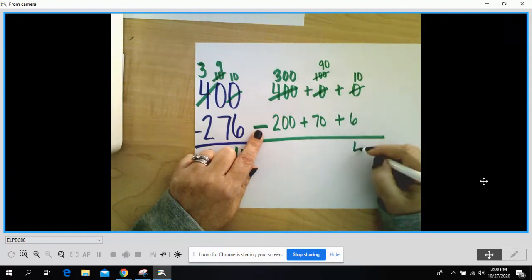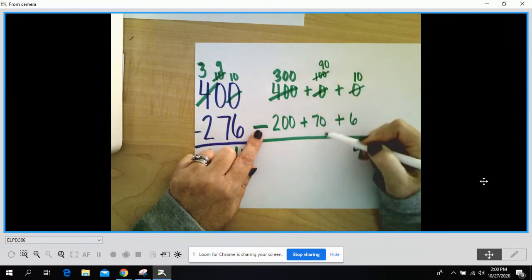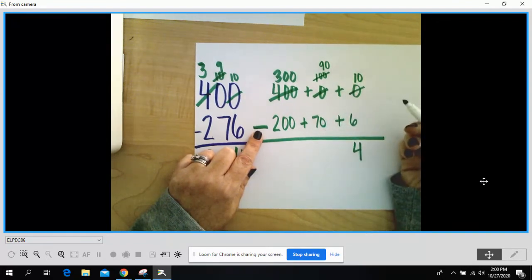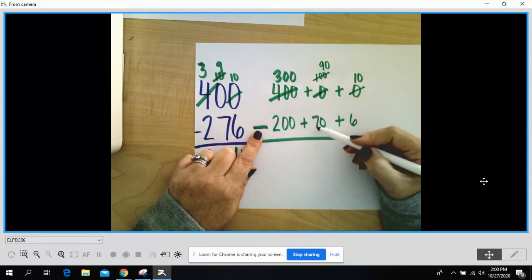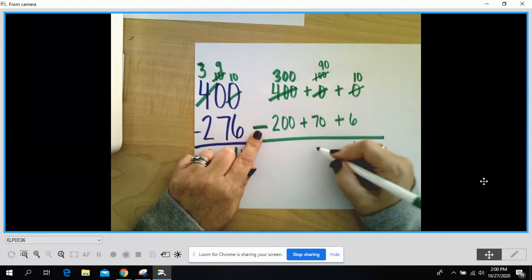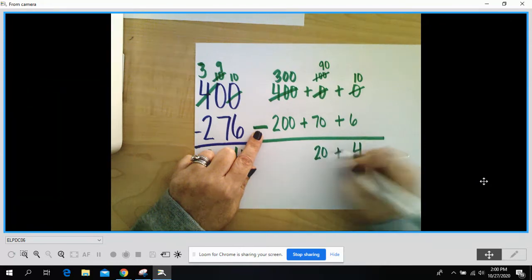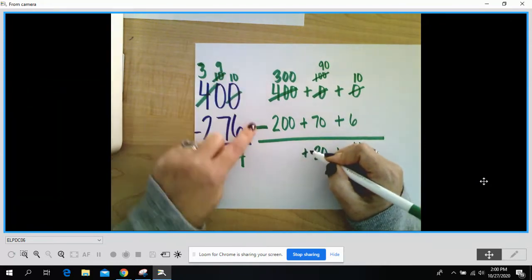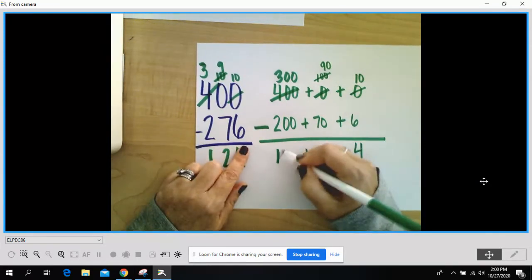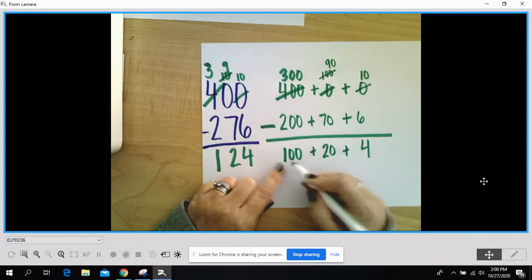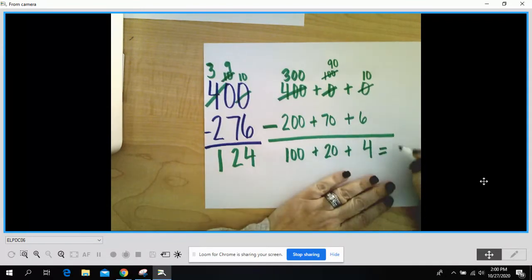10 minus 6 is 4. 90 minus 70, well, you might not know that, but I know that 9 minus 7 is 2, so 90 minus 70 is 20. And then I can do 300 minus 200, which is 100. I put all this back together and I have 124.